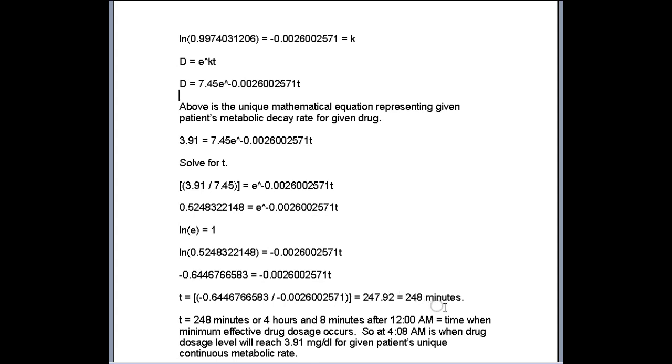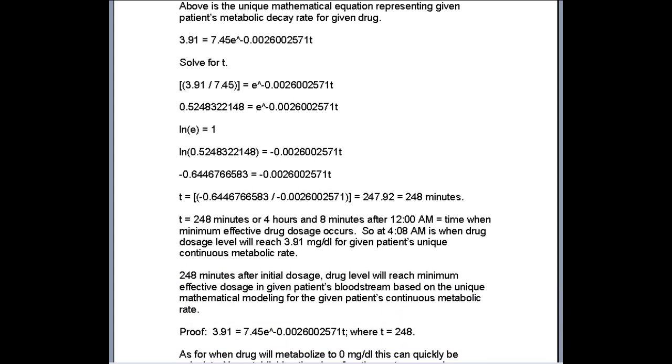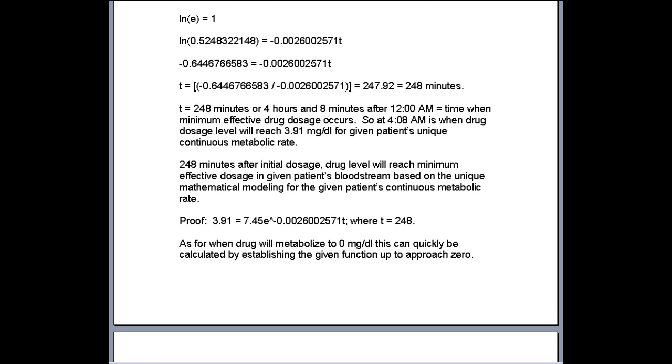So 248 minutes. We can round that up a little bit. That will not lead to an incorrect answer. So 248 minutes after the initial dose, which is also 4 hours and 8 minutes after 12 a.m. on a certain date. So at 4:08 a.m. is when the dosage level will reach its minimum of 3.91 milligrams per deciliter for the given patient's unique continuous metabolic rate. So we have the proof here where t is equal to 248.